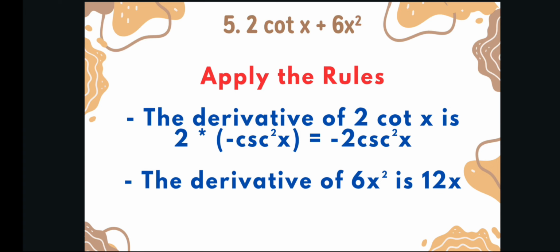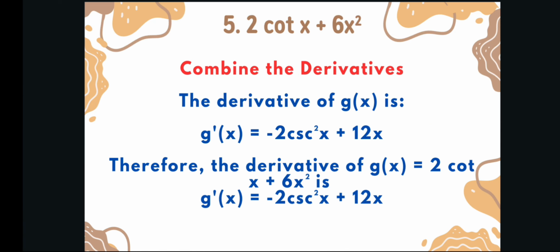The derivative of 2 cotangent x is 2 times negative cosecant squared x, and it is negative 2 cosecant squared x. For the 6x squared, the derivative of 6x squared is 12x. So now let's combine the derivatives.